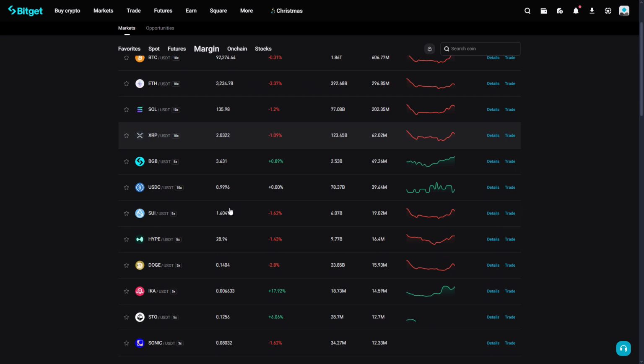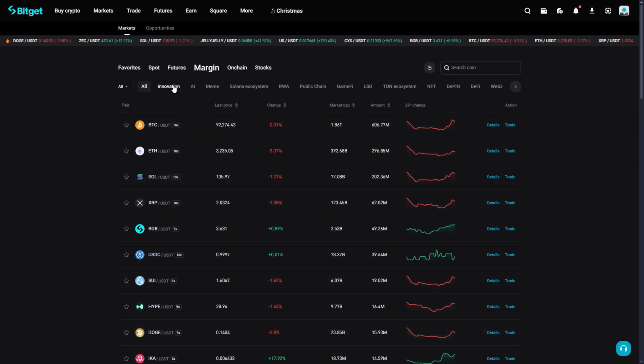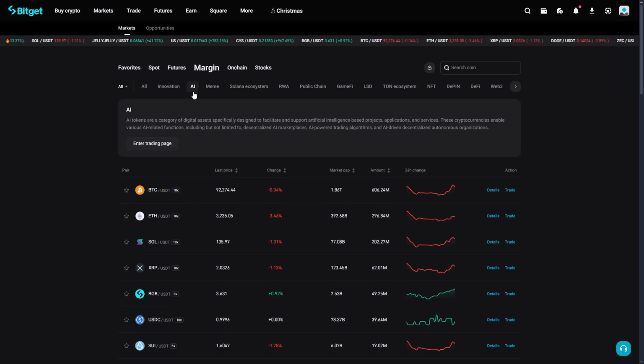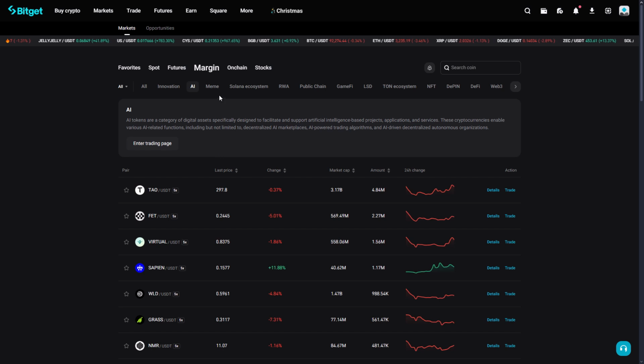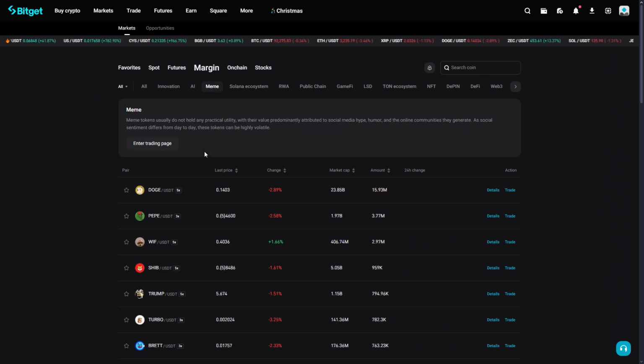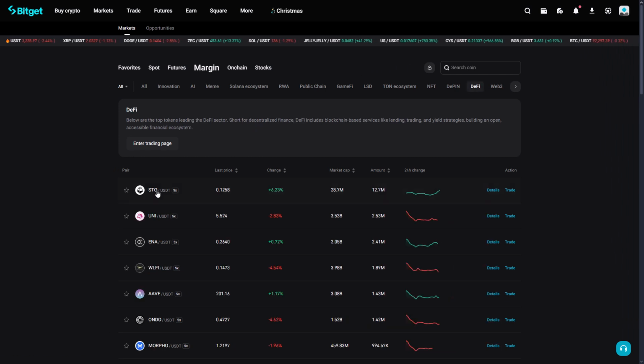You can also filter coins by category. For example, Layer 1, blockchain platforms like Ethereum, Solana, Avalanche. Then the AI tokens, where all of the artificial intelligence related projects, followed by meme coins. High risk, high reward coins like Dogecoin, Pepe, or Shiba Inu. Solana ecosystem, RWA, public chain, GameFi, LSD, Tone ecosystem, NFT, Deepin, Web3, and then followed by DeFi, the decentralized finance projects. This is a great way to explore specific sectors if you have a thesis about what is going to perform well.